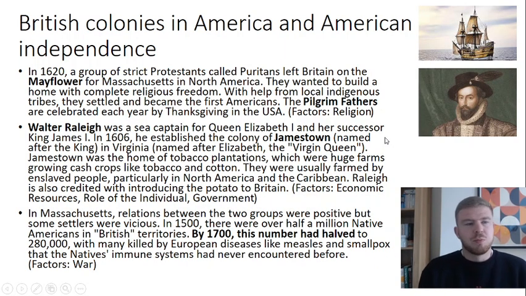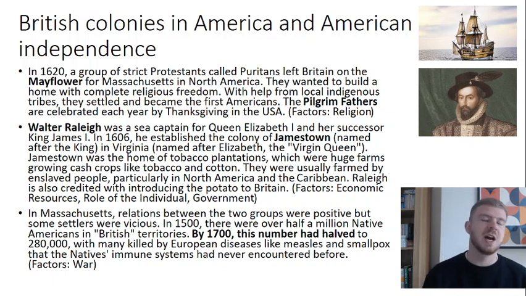Although Britain started off by trading and setting up plantations, British people started to settle in America, which will eventually lead to American independence. So in 1620, on the ship that is depicted on our top right, a group of strict Protestants went on a ship called the Mayflower for Massachusetts in North America. And their main motivation was because they wanted to have a home with complete religious freedom.